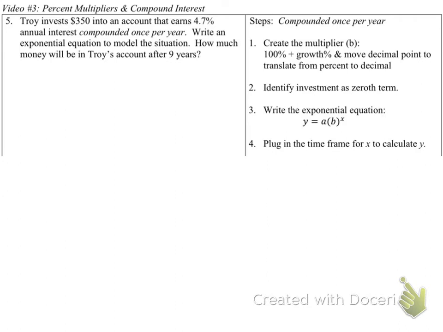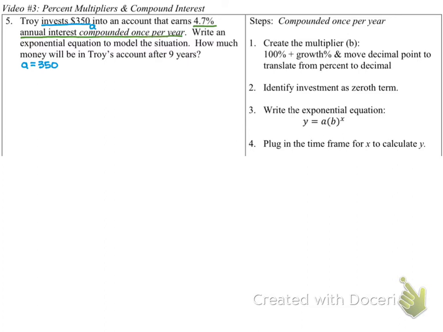All right, he invests $350. Okay, an investment, that's telling us A. So that's how much we're going to start with. So A is $350. Now we've got to work on the multiplier. An account that earns 4.7% annual, okay, yearly interest compounded once a year. All right, we're not going to do anything to this.